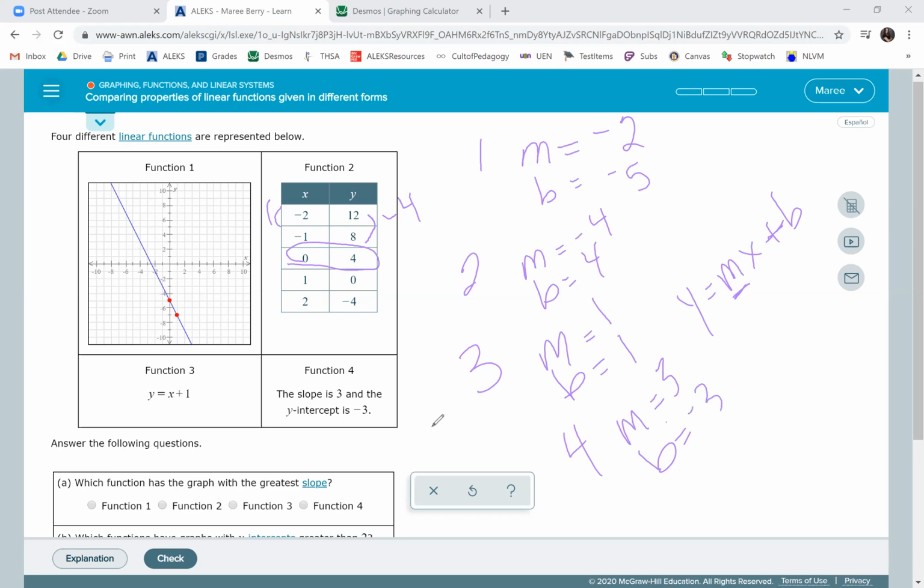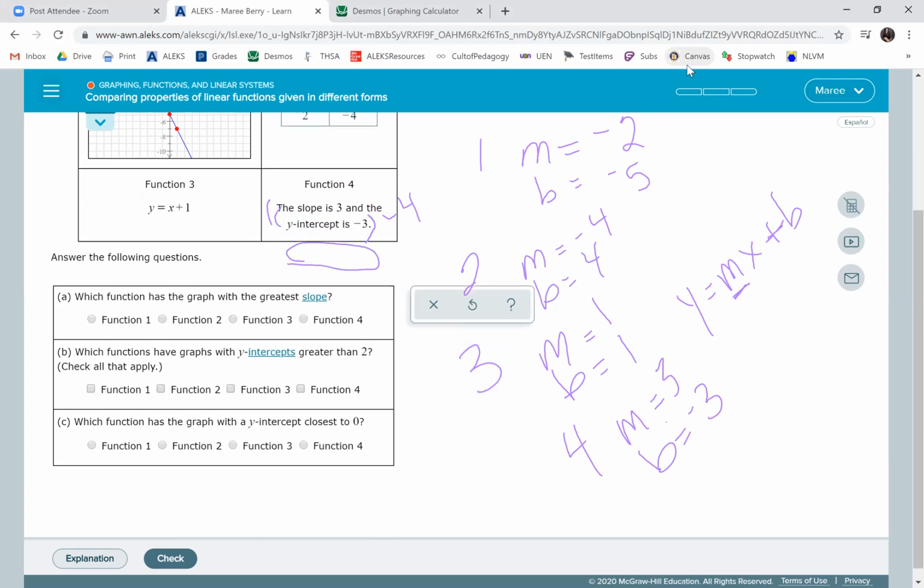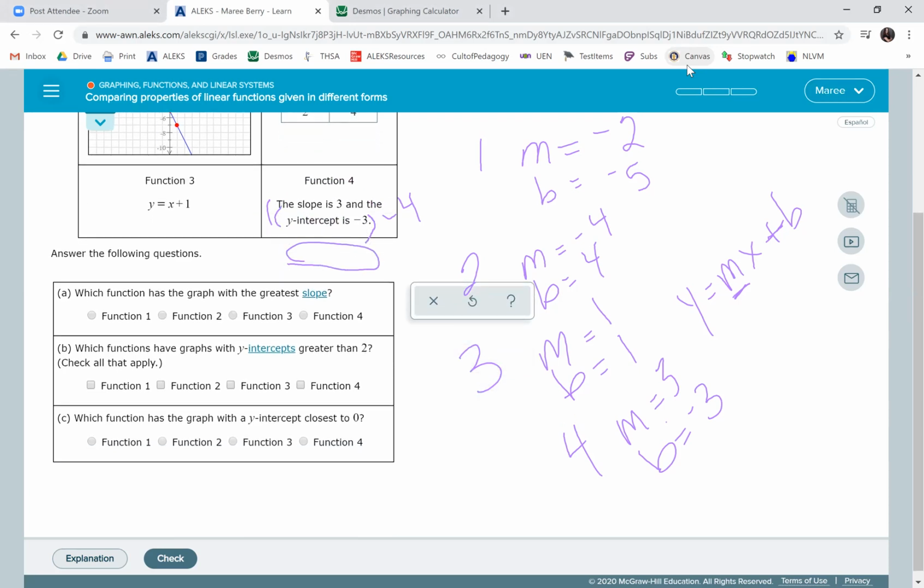So we're ready to answer the questions. I like just having all of that ready for me. So when I answer the questions, I can just look at my slope and y-intercepts. Which function has the graph with the greatest slope? So again, it doesn't matter if it's negative or positive. We're just looking at how far away from zero. So -4 is the greatest slope. So that would be function 2.